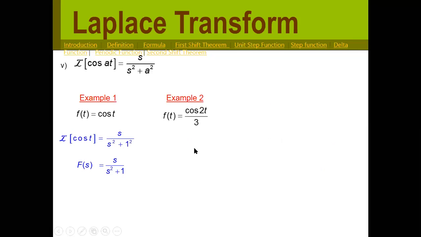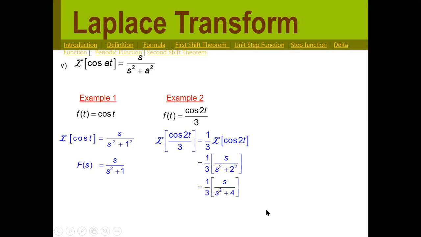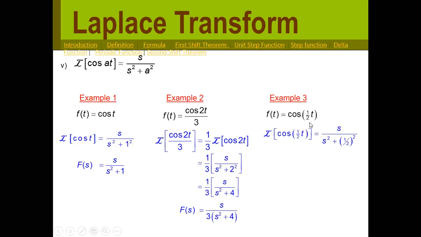Then if f(t) is cos 2t over 3, so 1 over 3 is a constant, just put outside. So Laplace of cos 2t. So 1 over 3 times s over s square plus 2 square. Then f(t) equal to cos(1/2 t). So a is 1/2. So s over s square plus (1/2) square. Okay, so this is the answer.